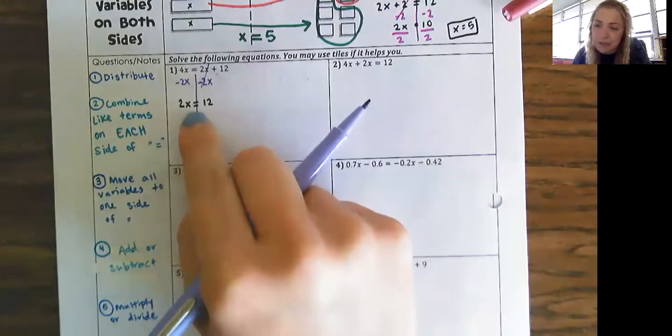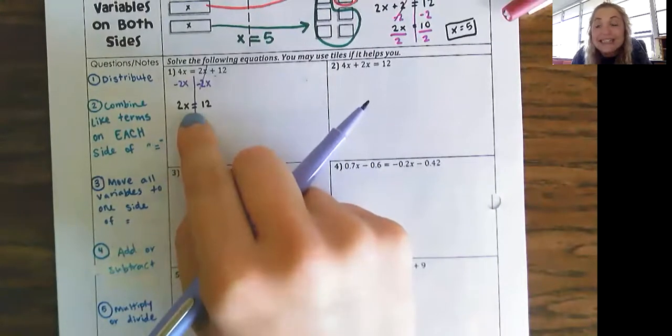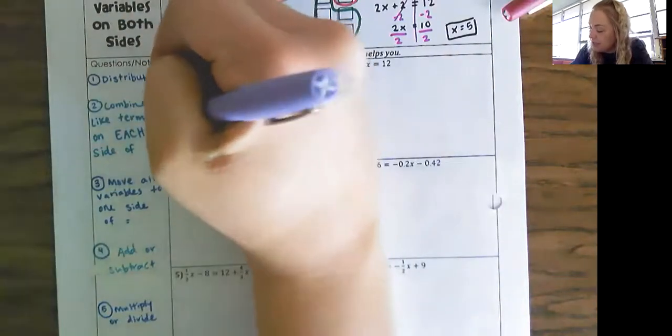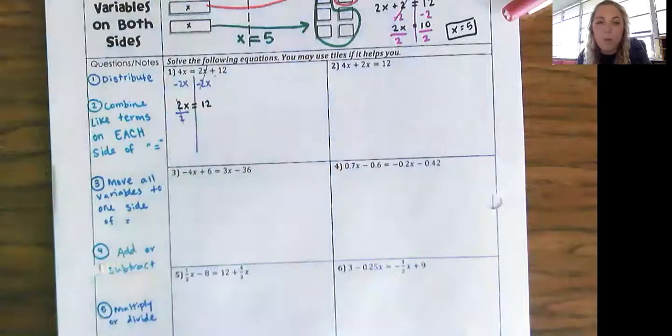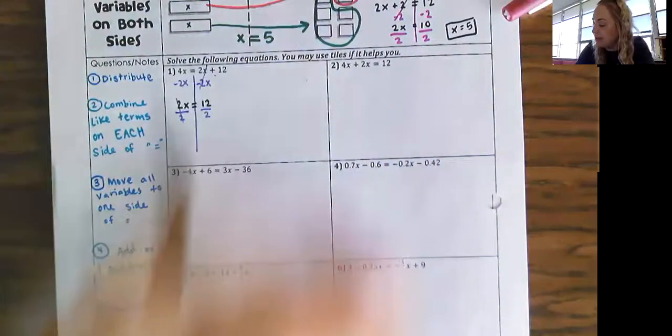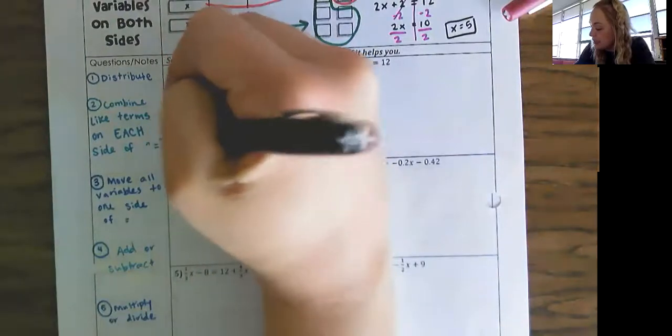So to undo multiplication, the multiplicative inverse would be dividing by 2 on both sides. So I'm going to divide by 2 here because that will give me 1x. And on the right side, I'm going to divide by 2. 12 divided by 2 is 6.